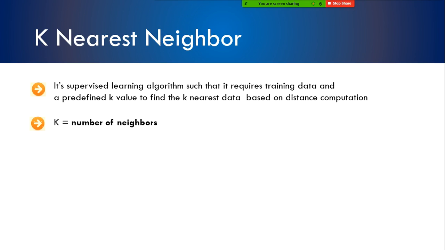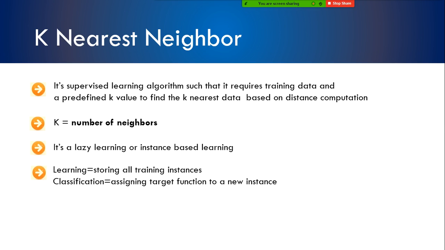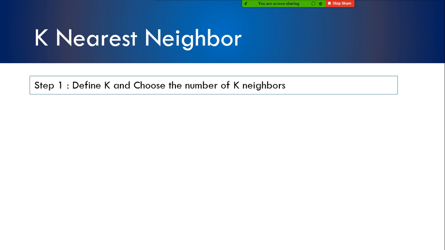The K nearest neighbor algorithm is also called lazy learning or instance based learning. What is lazy learning? It stores all training instances. We can do classification as well as regression using K nearest neighbor. It is a lazy learning, and I'll tell you why it is lazy a little later.